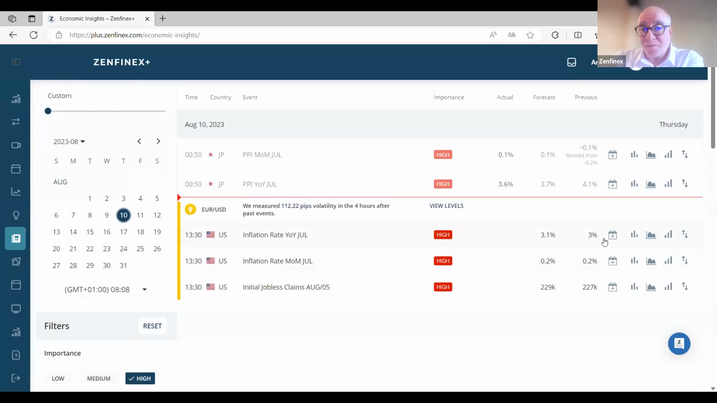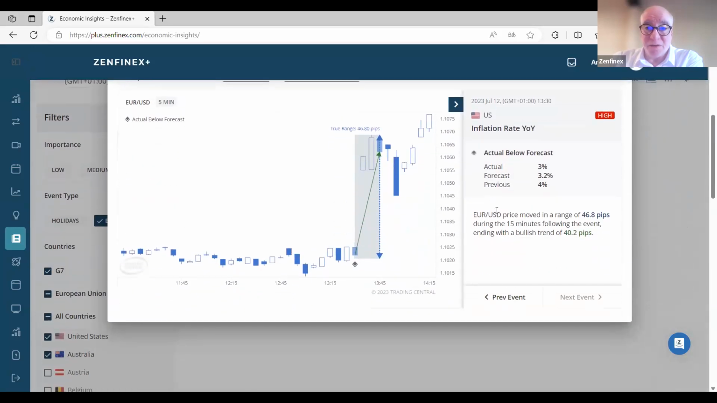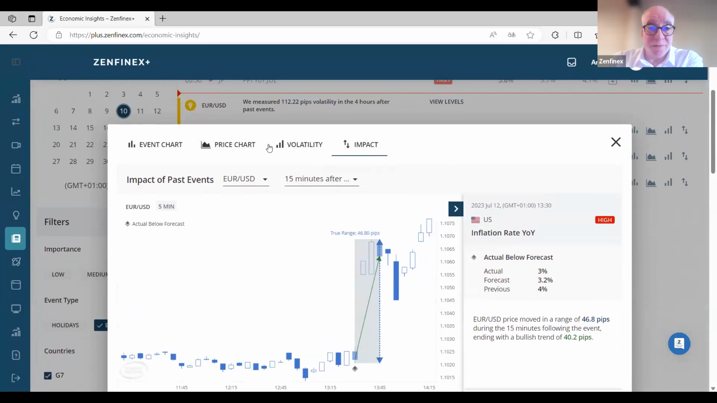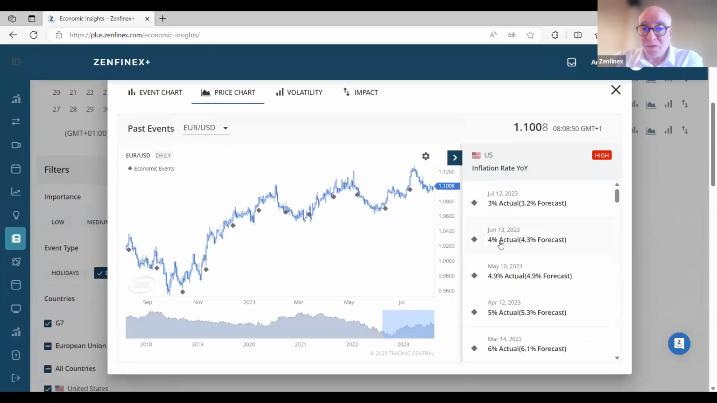The last number was 3%. It's expected to go up a little bit, even though previously it came down a little bit. So let's just have a look at previous numbers. So actual was July 3%, forecast was 3.2. So it came in less.